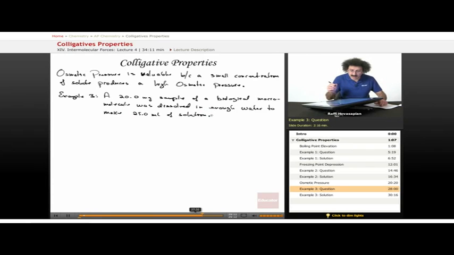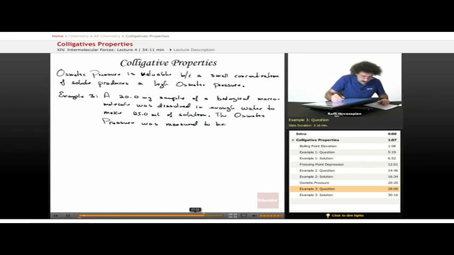Okay, so I have 20 milligrams of this biological macromolecule. Let's just say it's a protein. We dissolve it in enough water. We bring the volume to 25 milliliters. Okay, the osmotic pressure was measured, which we can measure, was measured to be 0.56 atmospheres. That's actually pretty high for a solution at 25 degrees Celsius. At 25 degrees Celsius, my question is, what is the molar mass of the protein?